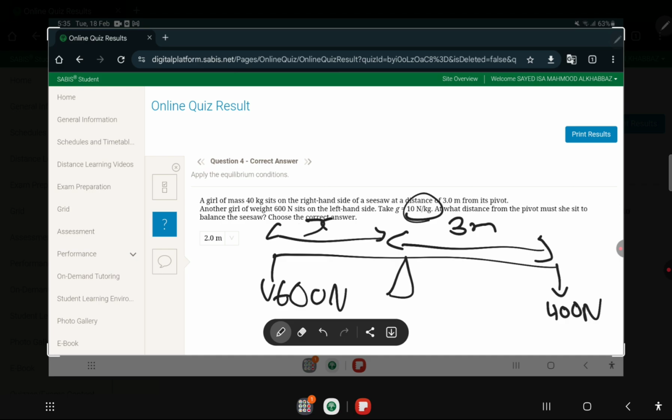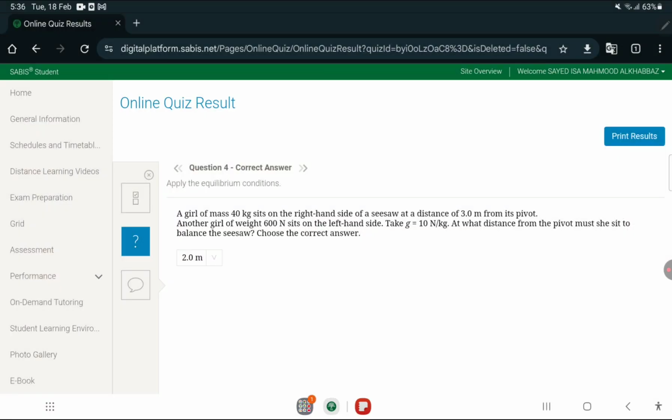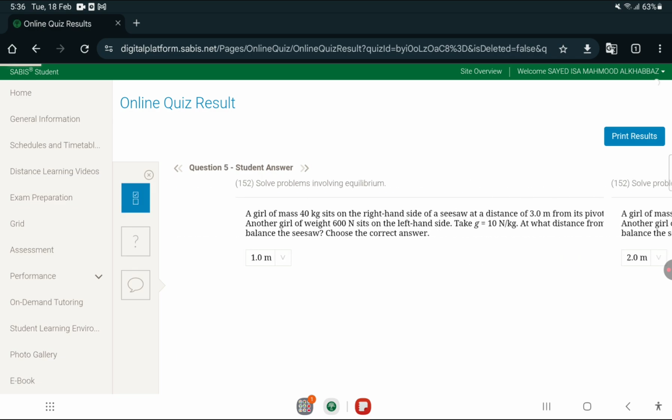times x equals 400 newtons times 3. 600x equals 400 times 3. Put it into the calculator, you're going to get 2 meters. Alright, on to the next. And before we move on, in the computer part, if they don't ask for significant figures, you don't need to put them. But if they ask, please pay attention to that.